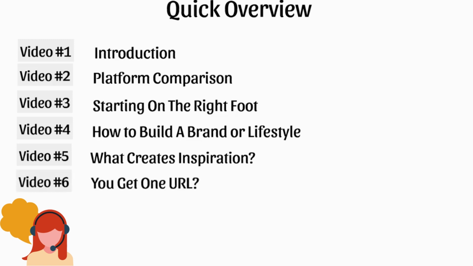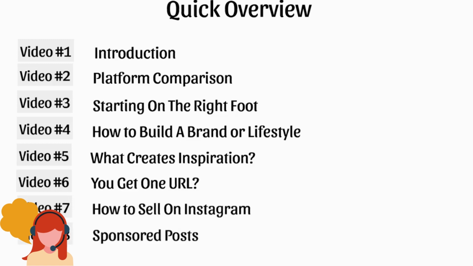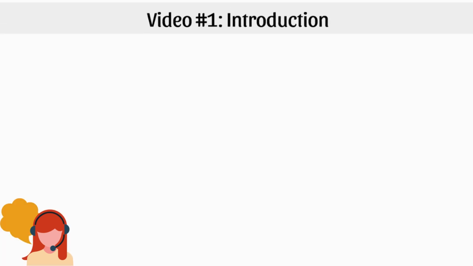But video number 6, we're going to talk about you get one URL. And with Instagram profiles, you can't really put the link in all of your posts like Facebook. It's just one URL. So how do you make money with that? And we'll talk more about that in the later videos. So video number 7, we're going to talk about how to sell on Instagram. Video number 8, we're going to talk about sponsored posts and how you can make money with that as you grow and how you can use that to actually build your Instagram profile literally overnight.